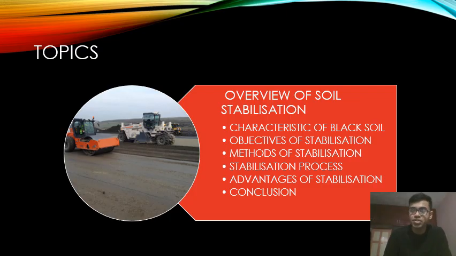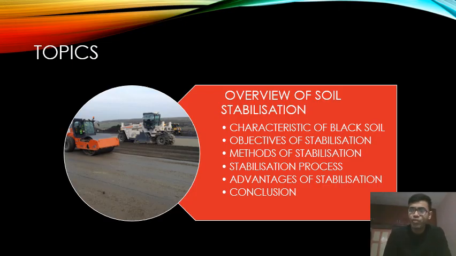In many parts of India we have black cotton soil. So for construction over the black cotton soil, we need to fix this problem. This topic is on the basis of stabilization, how we can stabilize the black cotton soil to prepare for construction over it. Okay.